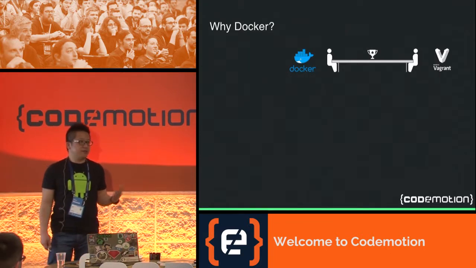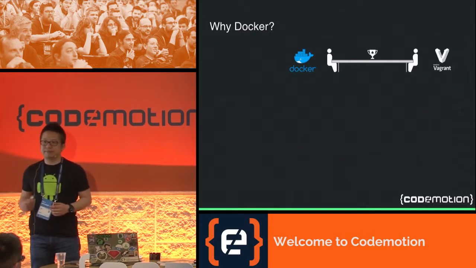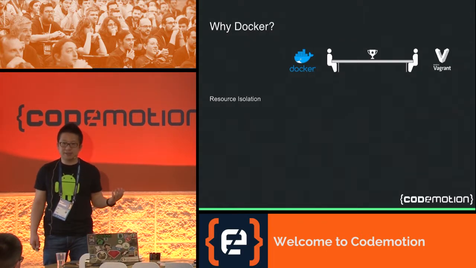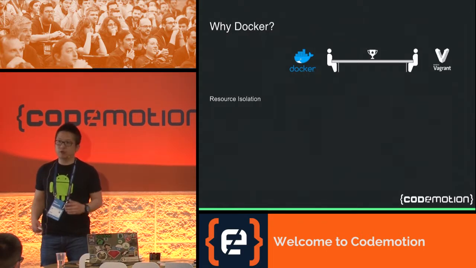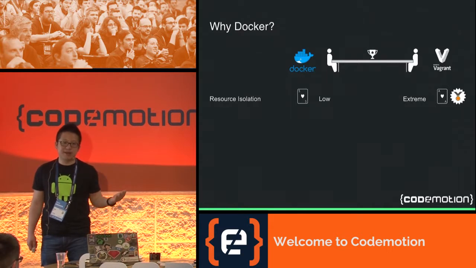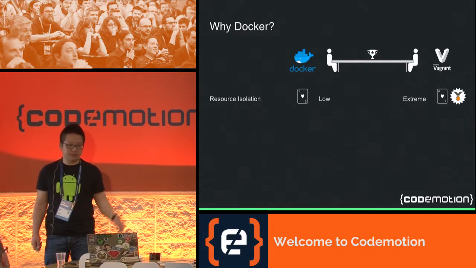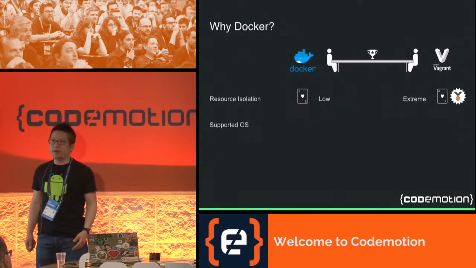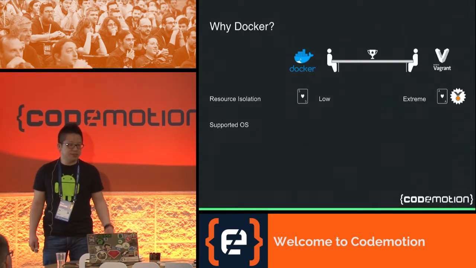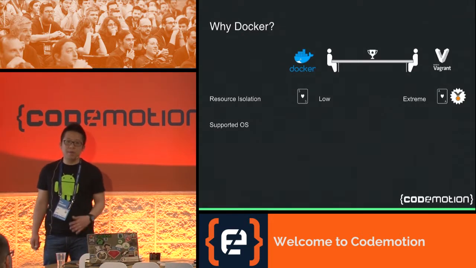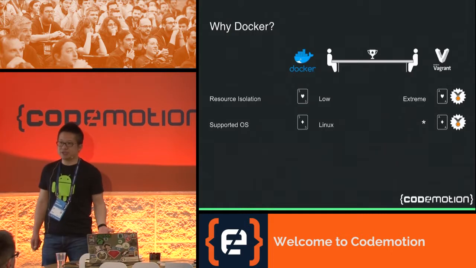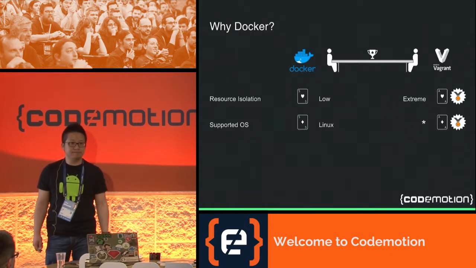Just assume that there are two players trying to play a poker game. The first round, as we already mentioned, is resource isolation. No doubt, Vagrant wins this round. It provides extreme isolation compared with the Docker side. And the second one is the supported OS. Of course, the name is called virtualization, so Vagrant should support most of the OSes in the world. And Docker, due to the implementation, can only support Linux.